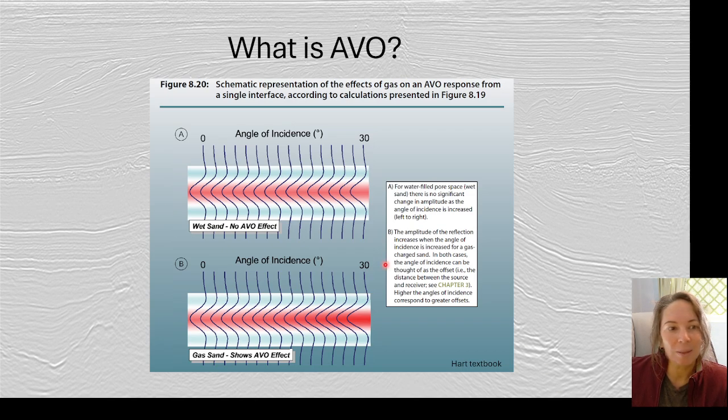This is a great example that shows a case above where we've got a wet sand, and we can look at the amplitude of that wet sand at 0 degrees, so bouncing that energy straight down and then back up again. We'll notice that as the angle or the offset increases, there's no real change in the amplitude. But if we go down to the gas sand and increase the angle and the offset, we'll notice that the amplitude gets much bigger and much brighter. In a nutshell, that's what AVO is on a broad scale.